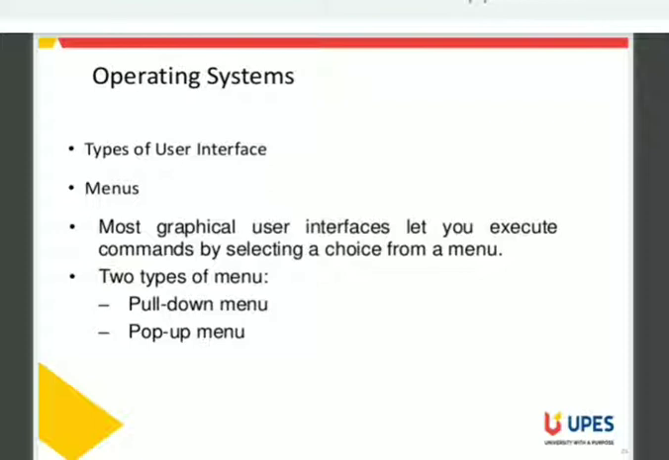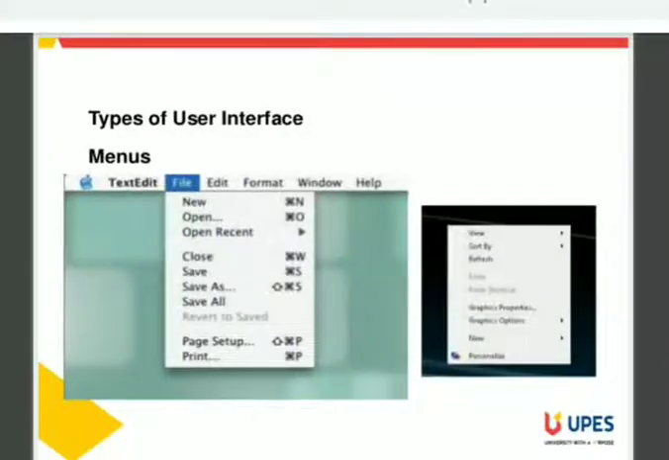The next element is menus. Menus are a type of graphical user interface. Most graphical user interfaces let you execute commands by selecting a choice from a menu. There are two types of menus: pull down menu and pull up menu. So here we have an example of the menu user interface.